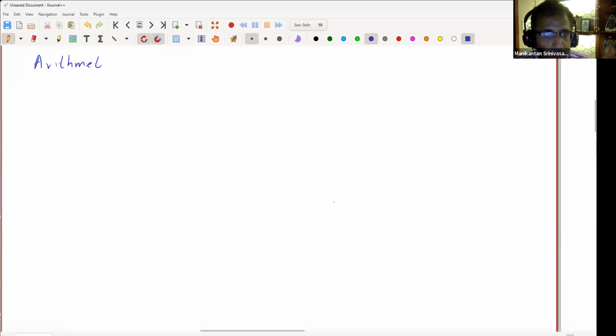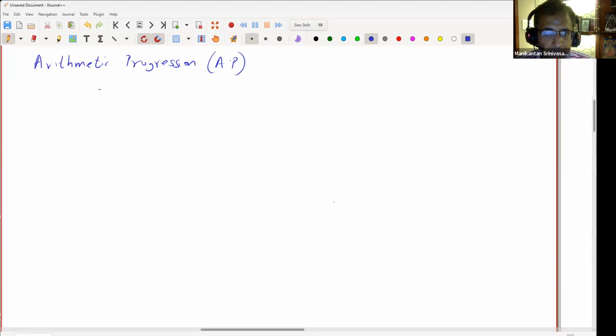Arithmetic progression, also known as AP, is when numbers are uniformly spaced apart. Let's say you have 2, 5, 8, 11, 14. They're uniformly spaced apart. Such a sequence is called an arithmetic progression or arithmetic sequence. Progression, sequence all mean the same thing.